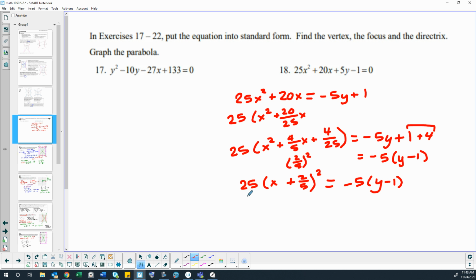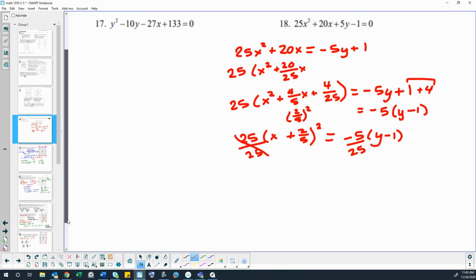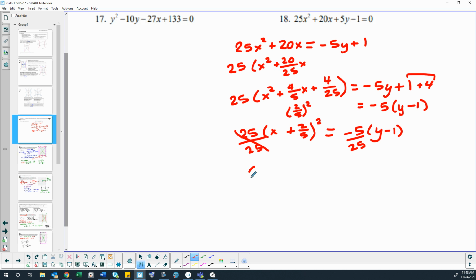So then I'm going to divide the 25 from both sides. I see why you wanted help with this. It's a little wonky. I'm going to divide that 25 over there. All right, so we have x plus 2/5 squared equals negative 1/5 times y minus 1. So I can see the vertex pretty easily. This number's with x, so that's h, negative 2/5, and then this number's with y, so that's k, so there's the vertex.